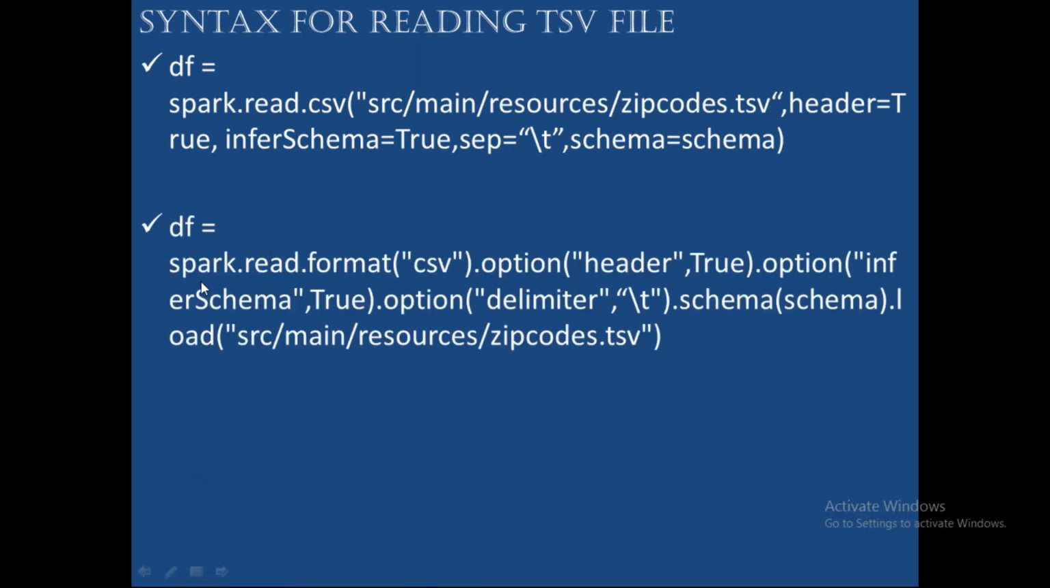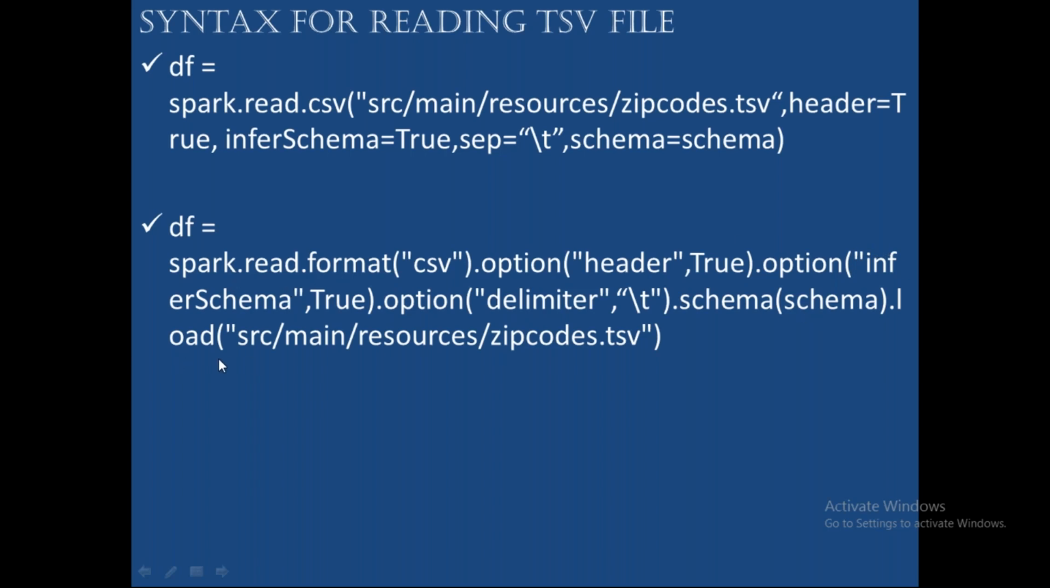As we discussed yesterday, spark.read.format, where the format is CSV only. Option header set to true. Option inferSchema equal to true. Option delimiter is a tab. Schema, if you want, works the same here. Either way, you need to use either schema or inferSchema equal to true.